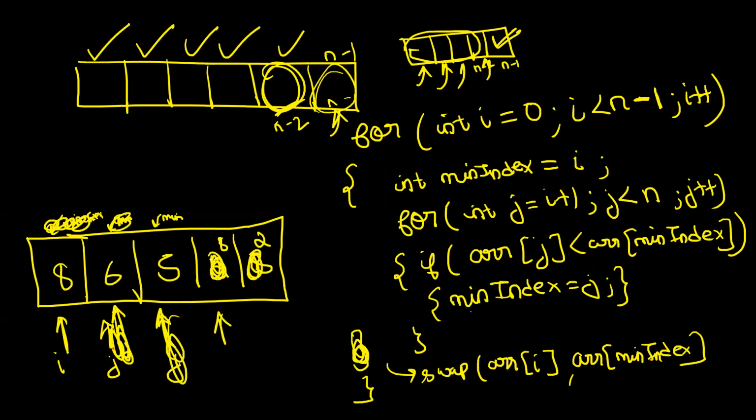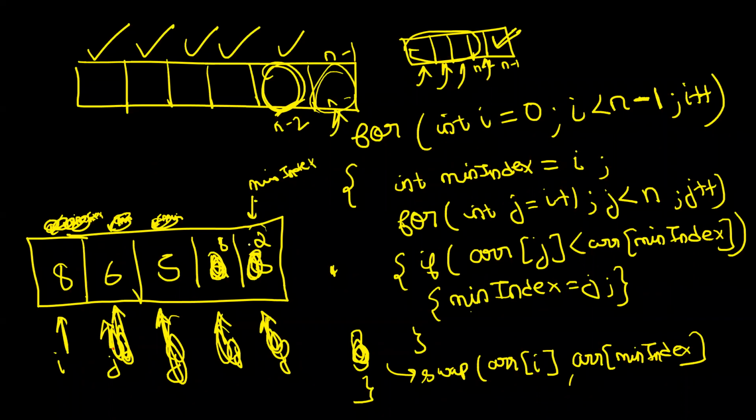Then I move j forward. Is arr of j lesser than arr of min index? No. Just move j forward. Is arr of j lesser than arr of min index? Yes. Update min index. So now min index is here. Then when I do a j plus plus, this loop terminates. So outside this for loop, min index is pointing to the minimum element.